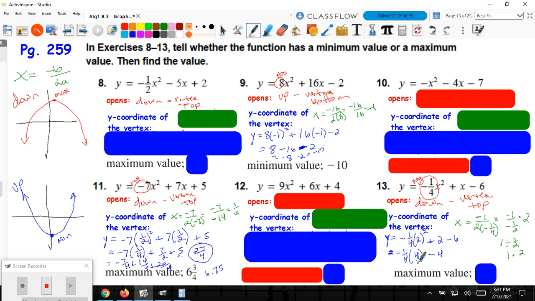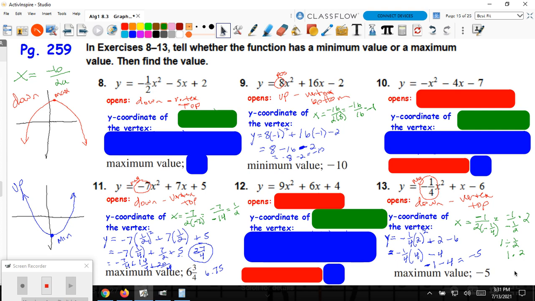I can put this over 1. I'm going to cross cancel 4. That's going to leave me with a negative 1 minus 4, which is going to give me negative 5. So our maximum value here is negative 5.